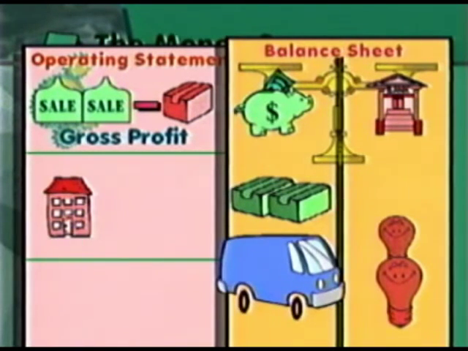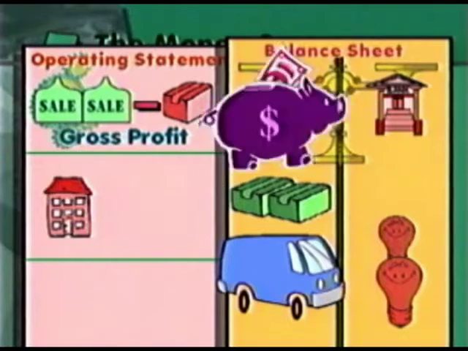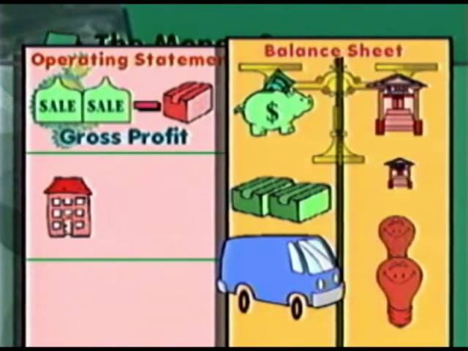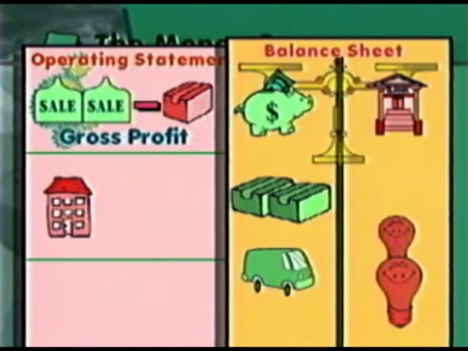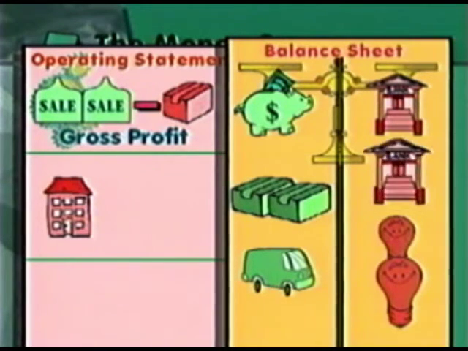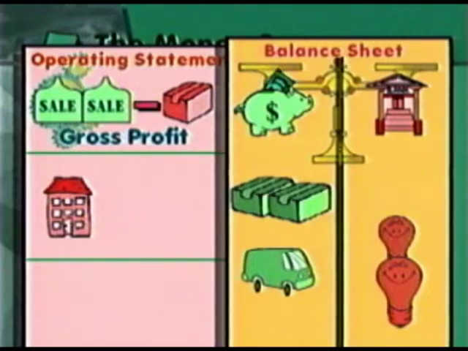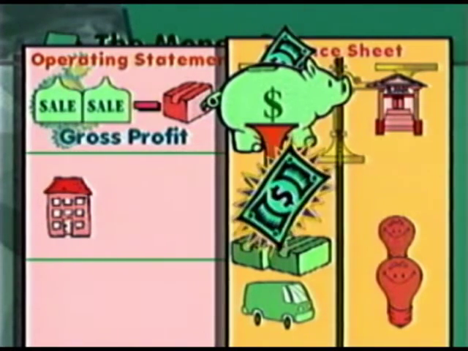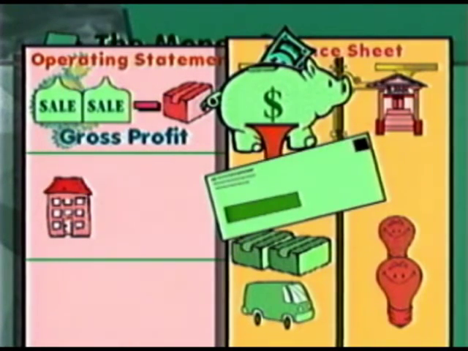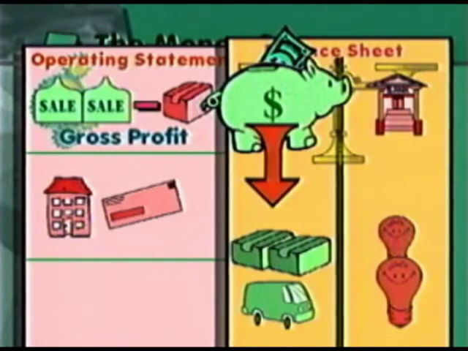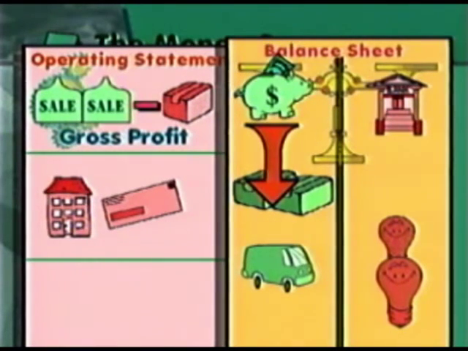Now you need a van for deliveries. Should you use cash or take another loan? Whichever you choose, the van becomes an asset, balanced either by the loan or an equal reduction in cash. Envelopes and other supplies are paid from cash that moves first to office supplies on the balance sheet and later to office expense on the operating statement.